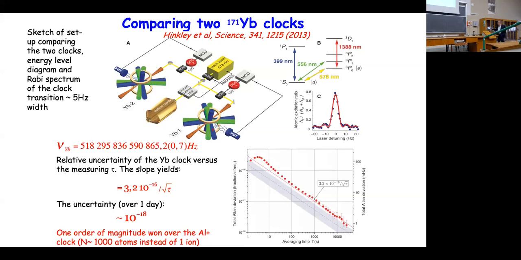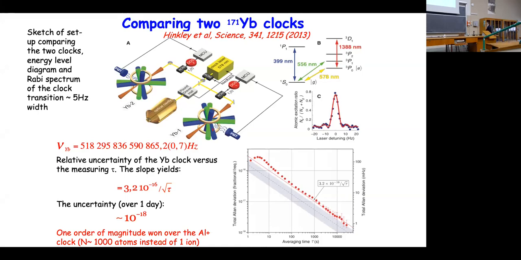And now you have on this clock an uncertainty over a day, which is 10⁻18. 10⁻18 is, I need to do the calculation, it's less than 1 second over the age of the universe, the kind of stability and uncertainty that these clocks have.